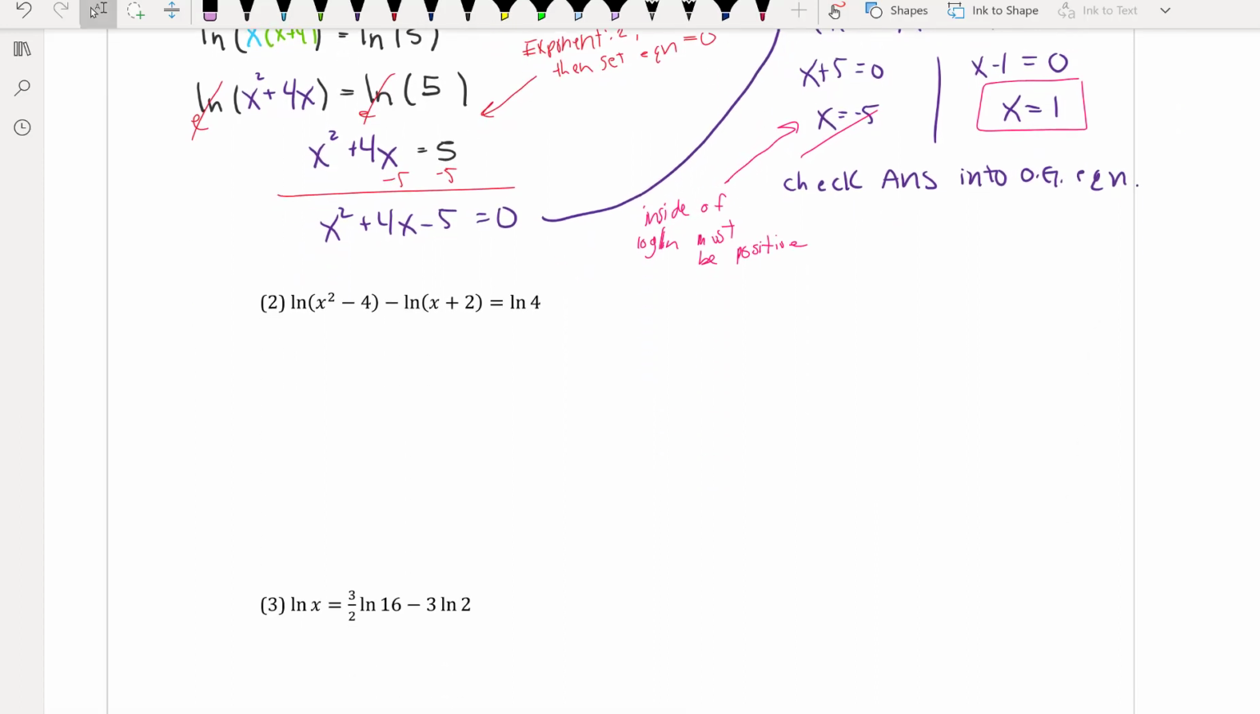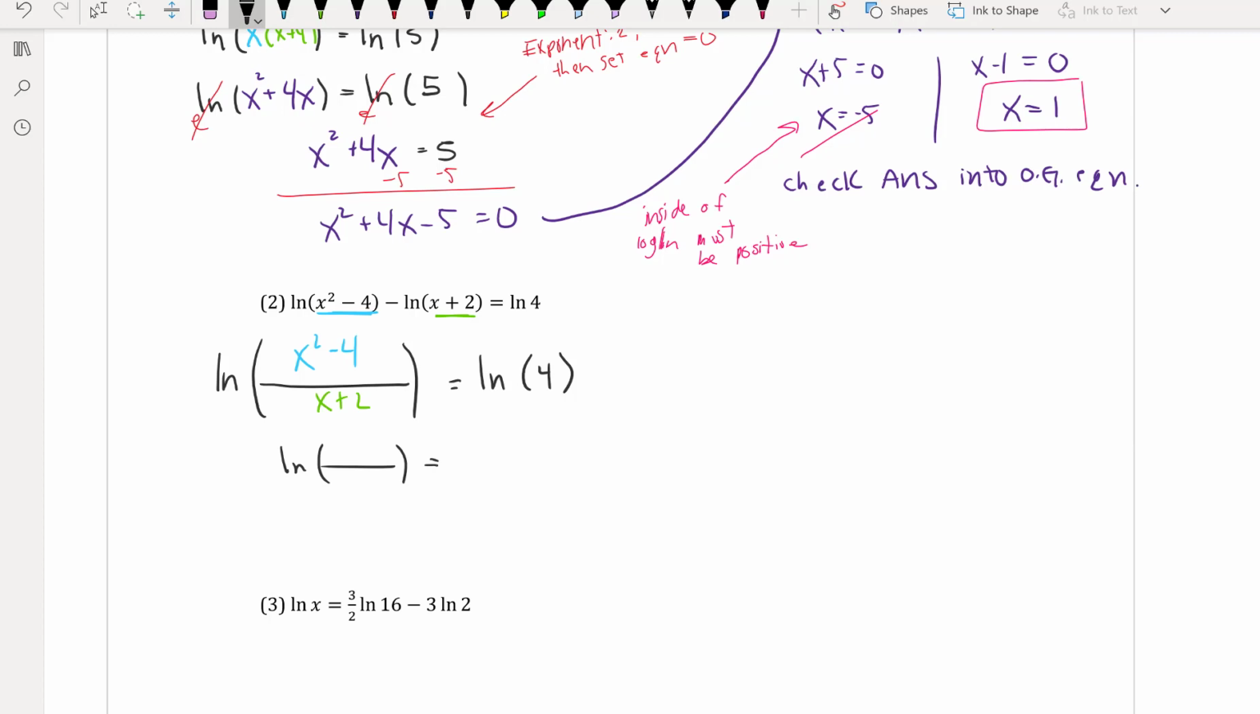So we're going to use our rules of properties, and I have subtraction. Hopefully you remember what the subtraction means. Do you guys remember? That's right, it's going to be division. So I have ln, I have division, and I have this ln equal to 4. So up on top, I have this x squared minus 4. And down at the bottom, I'm going to have x plus 2. So I'm going to rewrite this.